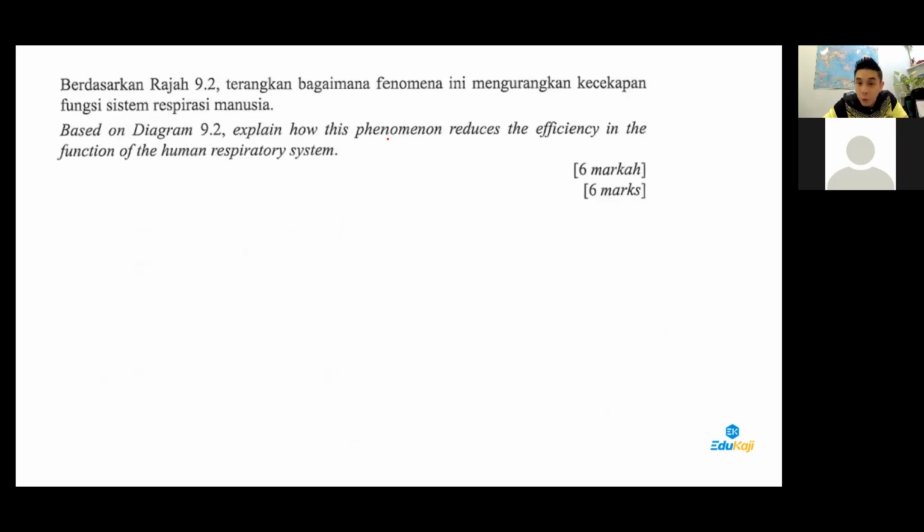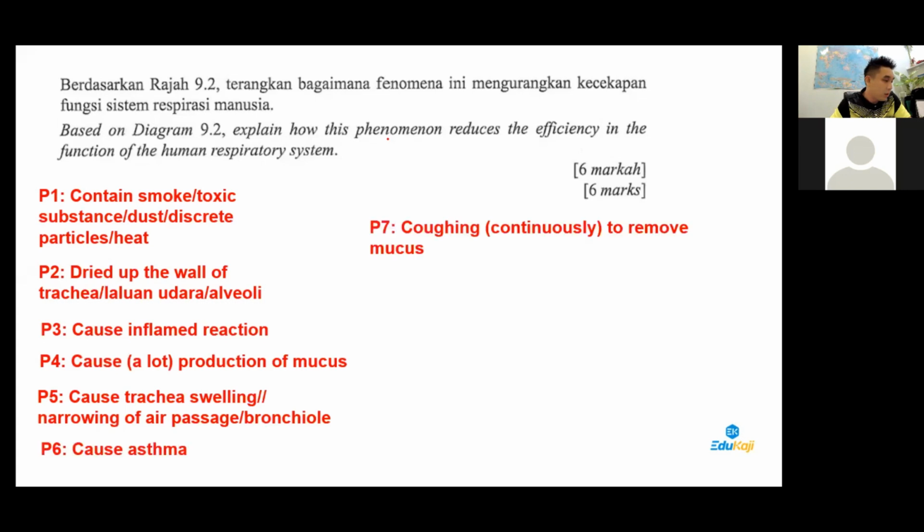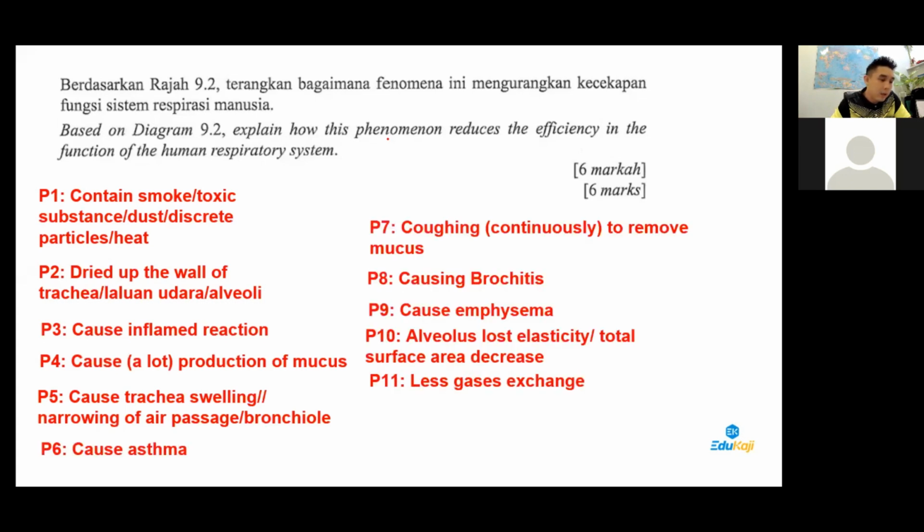Based on 9.2, explain how this phenomenon, meaning haze, reduces efficiency in our respiratory system. Guys, I can tell you so many points. Let me show you the points, because the scheme gave many points and I choose the better ones for you. I think they gave 10 points. Oh, more than 10 already. Yeah, 11 points.